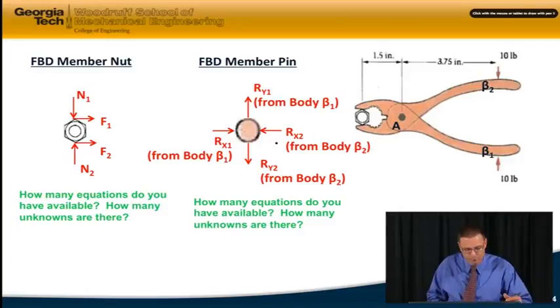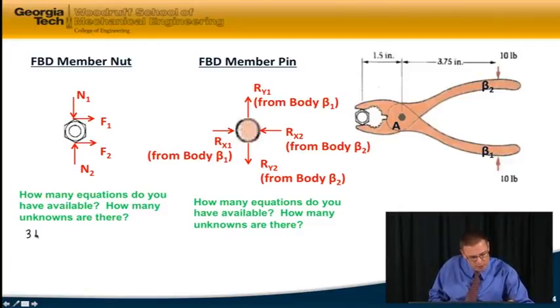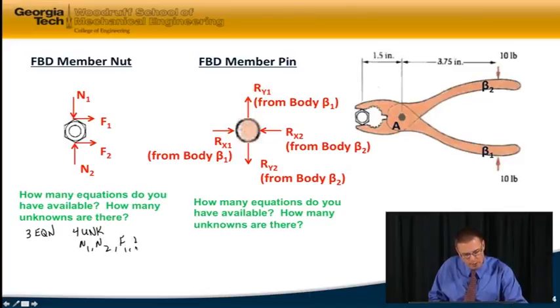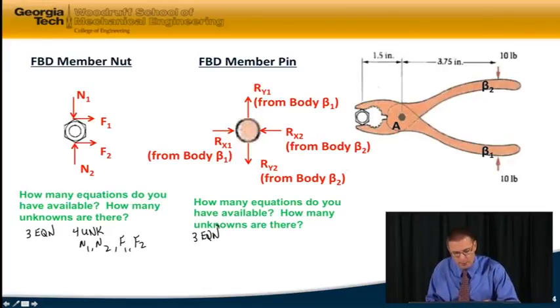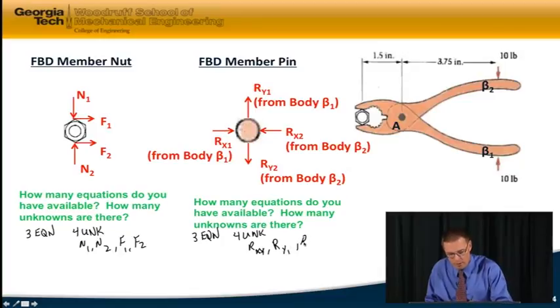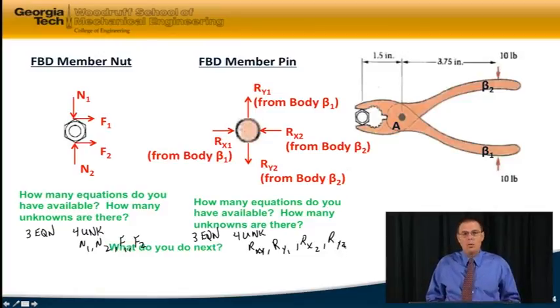Okay, so what you should have found is that over here you're going to have, as always, 3 equations of equilibrium, and we have 4 unknowns. The unknowns are N1, N2, F1, and F2. And over here we have 3 equations again, and we have 4 unknowns: Rx1, Ry1, Rx2, and Ry2. Now the question is, what do you do next?